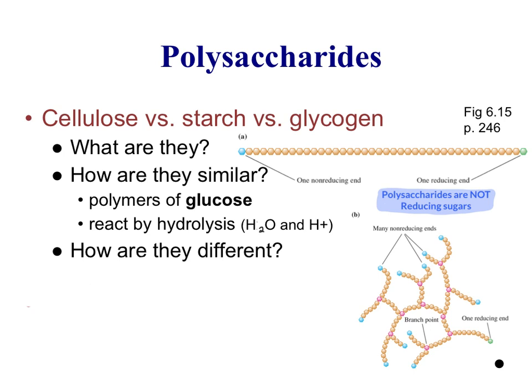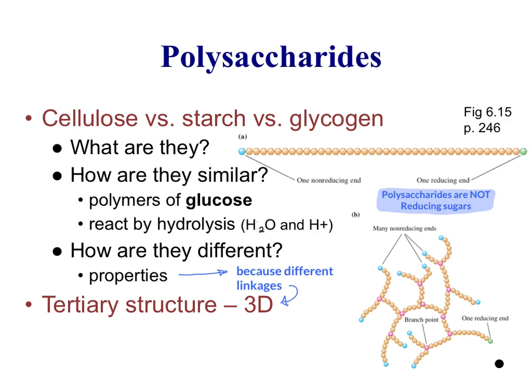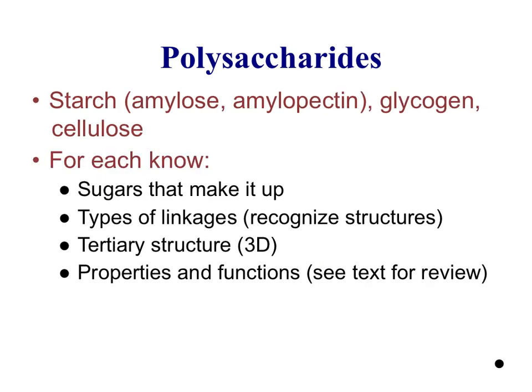How they're different is, first of all, they have different properties, so they act different, and the reason that they act different is because they have different linkages or different connections. So the way they're put together makes them different, then they have different tertiary structures, and then they act different because of that. So that's why their properties are different. These are the things I want you to know.